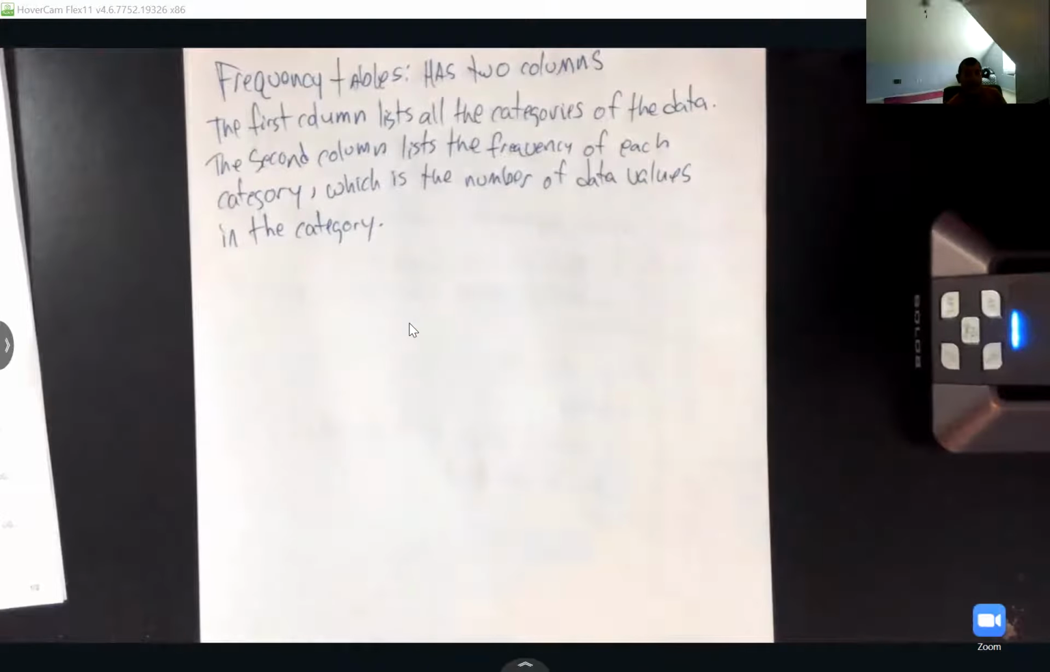So basically, we got our 2 columns. The first one lists those data values in the category. Like if I was looking at grades, I would break my categories into A, B, C, D, and F. Second column basically tells me how many times did that category occur. So how many A's did I have? How many B's did I have? And so on, okay?